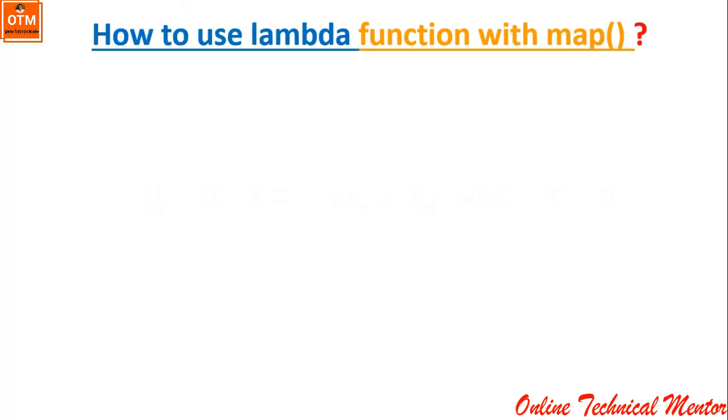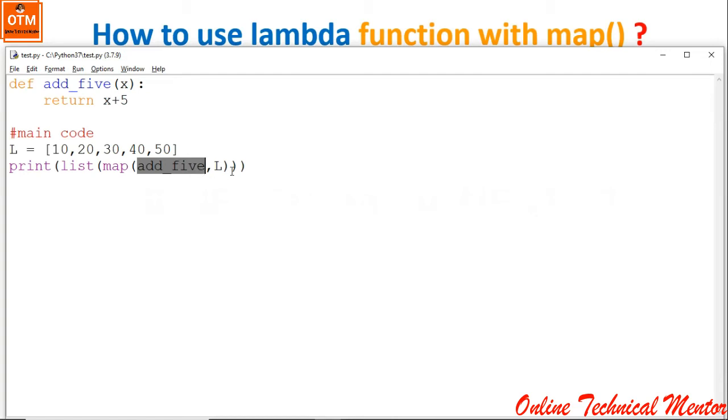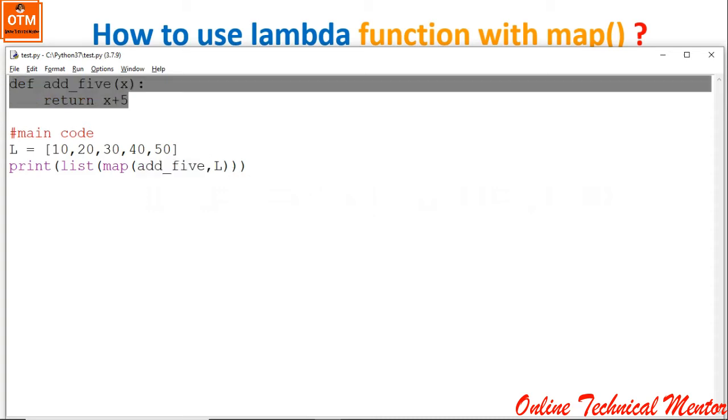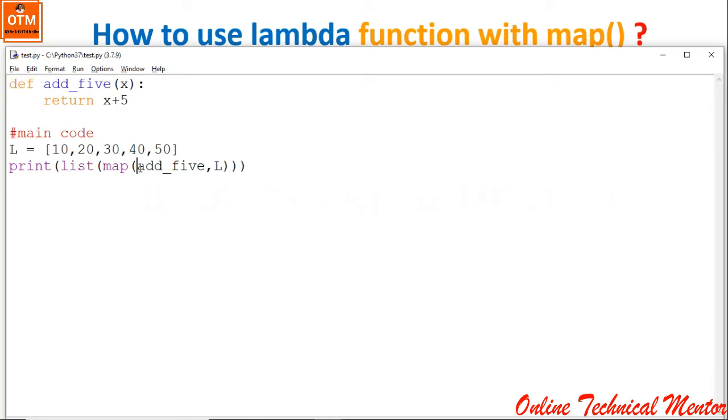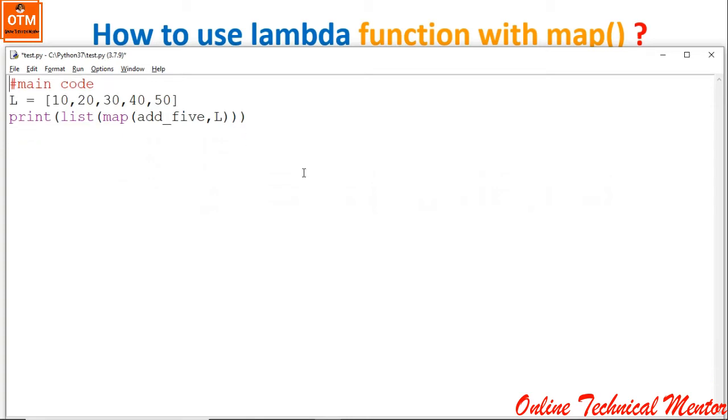Next, how to use a lambda function with the map function. Since map expects a function to be passed in, lambda functions are commonly used while working with the map function. So instead of writing or declaring a function in the traditional way, we can use a lambda function in place of this add5 function. Look how I am converting this add5 function into a lambda function. So I am deleting the above function from the top.